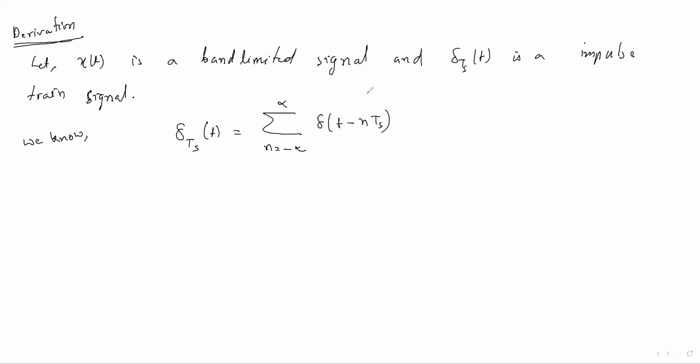So x(t) is a band limited signal and this is an impulse train, and the impulse train equation is given by summation n equal to minus infinity to infinity delta(t minus n Ts). This is the representation of the train of impulse signal. So what is the Fourier transform of this delta signal? That also I have given. The Fourier transform of this you should remember.